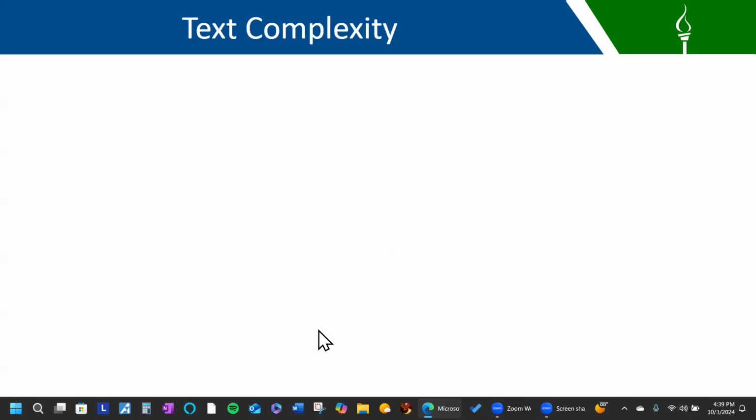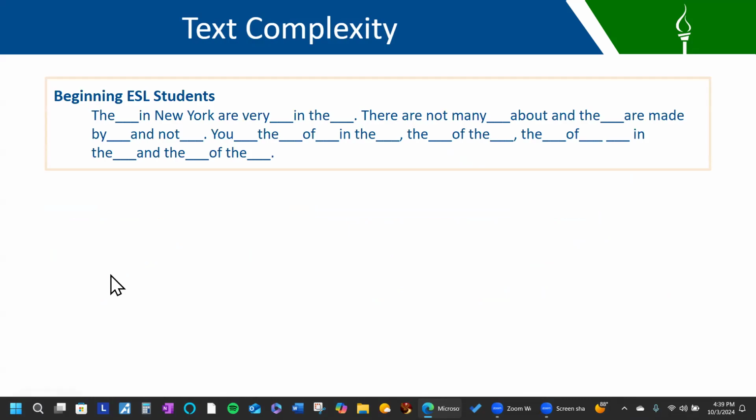If we're talking about text complexity, a beginning ESL student would probably be able to read these words. And these words are 64% of the text. So they wouldn't be able to read 40% of the words. What do you notice about the words that you see here? What kind of words are those? Sight words, high frequency words. Yeah, high frequency words. Exactly.